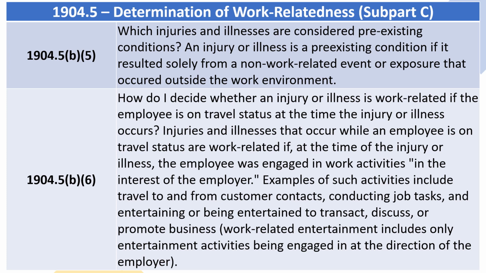1904.5 B6. How do I decide whether an injury or illness is work-related if the employee is on travel status at the time the injury or illness occurs? Injuries and illnesses that occur while an employee is on travel status are work-related if, at the time of the injury or illness, the employee was engaged in work activities in the interest of the employer. Examples of such activities include travel to and from customer contacts, conducting job tasks, and entertaining or being entertained to transact, discuss, or promote business. Work-related entertainment includes only entertainment activities being engaged in at the direction of the employer.